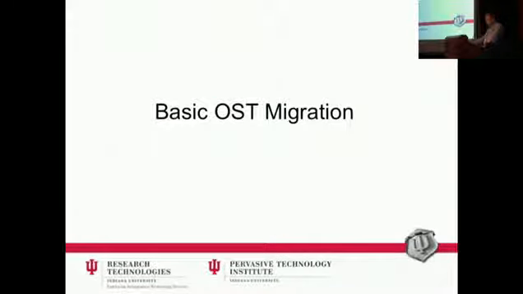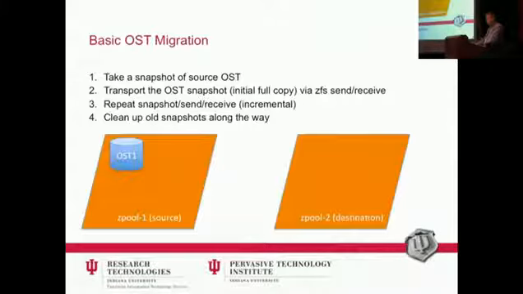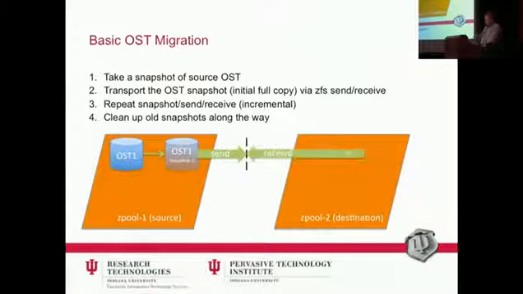Here we'll go through the basic OST migration steps as an overview. Within the pool, you have a target OST, and you would take a snapshot of that source OST. In the example here, it's OST1. After you take that snapshot, the next step is to transport it. Once you've taken a snapshot, it freezes the data in a way that you can copy it without anything changing underneath. So you use the ZFS send and ZFS receive mechanism to transport that data to your destination zpool.